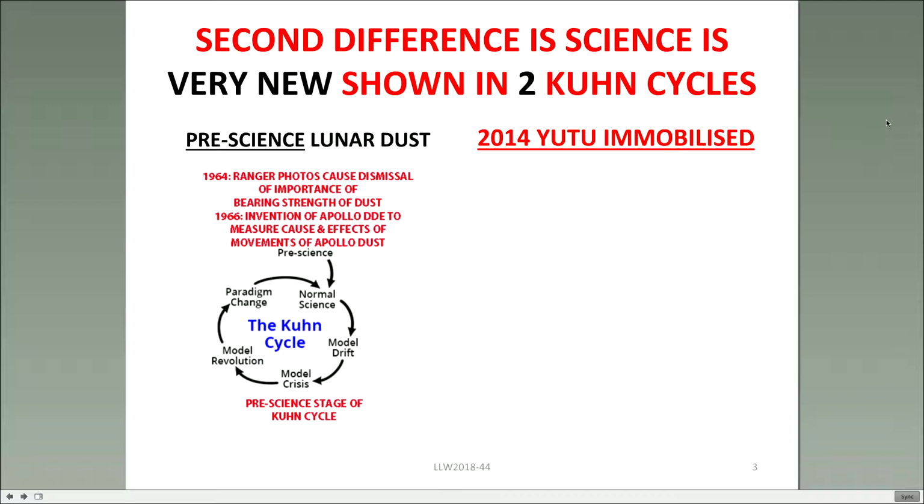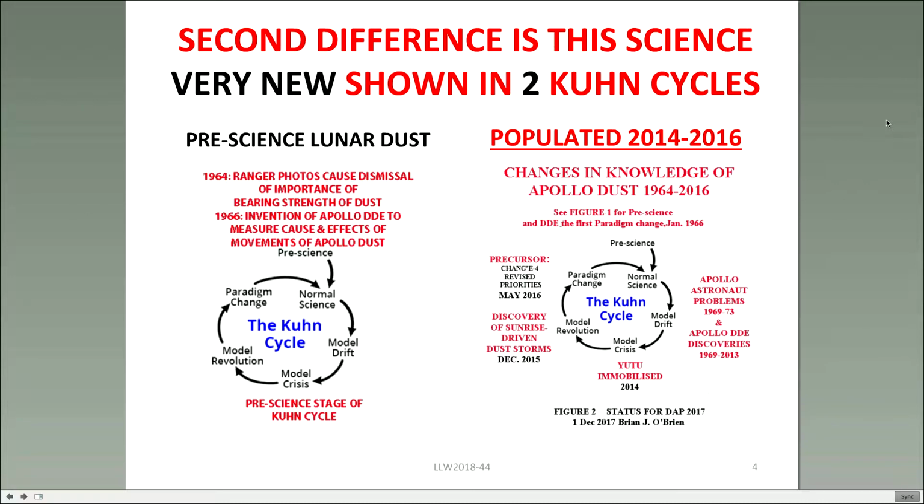Instead, I'm suggesting that you use the Kuhn cycle, shown as a black and white clockwise cycle here. What you see at the moment is the pre-science phase of that. But let me go quickly around that clock cycle. You'll see that until about 6 o'clock, a model was muddling along, and that's about the case with dust. Then at 6 o'clock, you had a crisis, and we'll go from there to the next slide. It's now populated as of now, and we go through that.